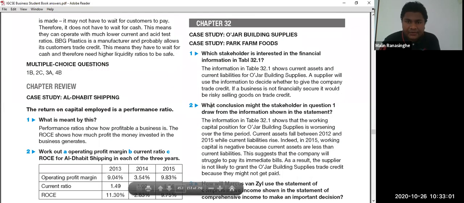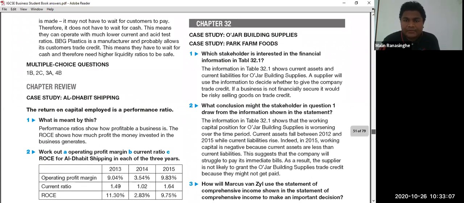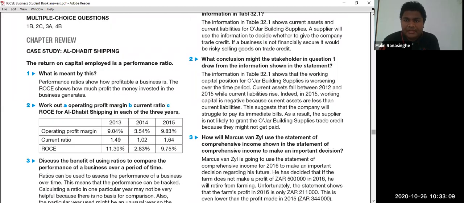Case study OJA: which stakeholder has an interest in the financial documents in Table 32.1? The information in Table 32.1 shows the current assets and current liabilities of OJA Building Supplies. The supplier will use the information to decide whether to give the company trade credit. If the business is not financially secure, it would be risky selling goods on trade credit. Yes, that's true. If it's really risky, it's not good to sell on credit.